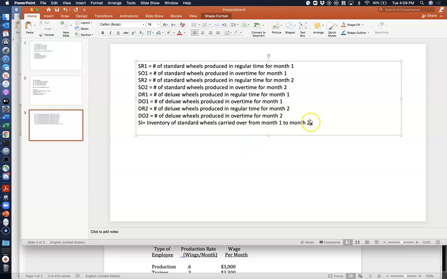So SI is the inventory of standard wheels carried over from month 1 to month 2. Similarly, I'm going to have DI, which is going to be the inventory of deluxe wheels carried over from month 1 to month 2. Because you're only planning for 2 months, you just have to keep track of inventory carryover from month 1 to month 2, right? Okay, with all of this, we're done with decision variables. So step 1 is always decision variables.